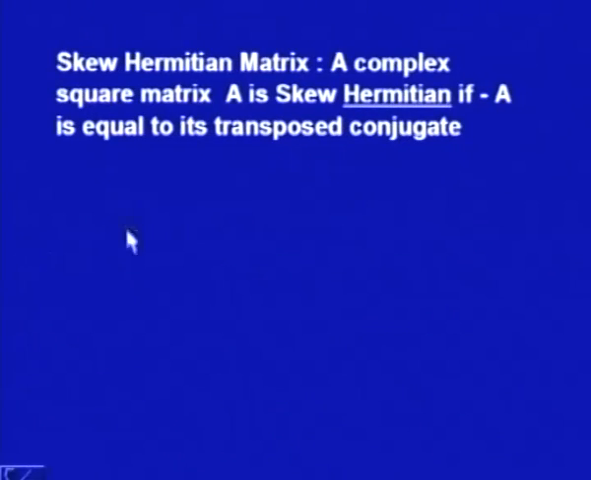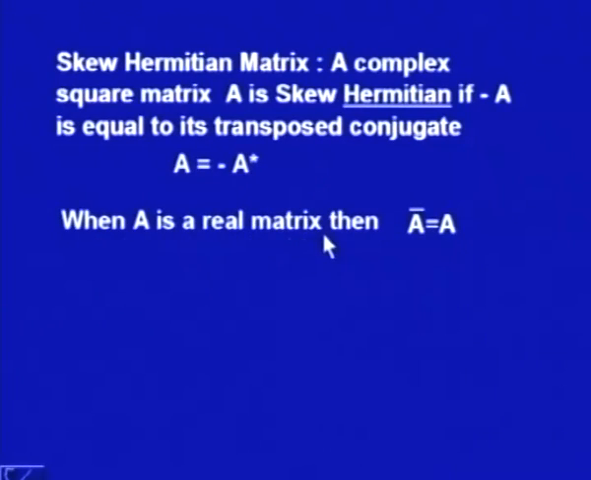Now, we come to another concept, the skew-Hermitian matrix. A complex square matrix A is skew-Hermitian if minus A is equal to its transpose conjugate. That means A is equal to minus A star, and when A is a real matrix, then we know A bar is equal to A, and this reduces to A star is equal to A transpose, and that means A is equal to minus A star, meaning minus A transpose.